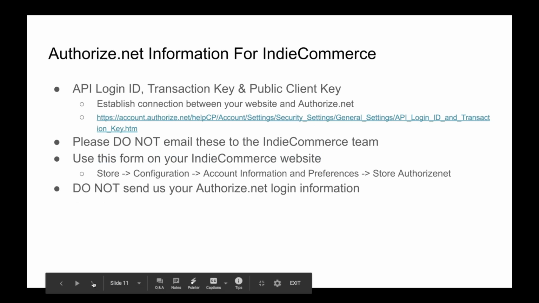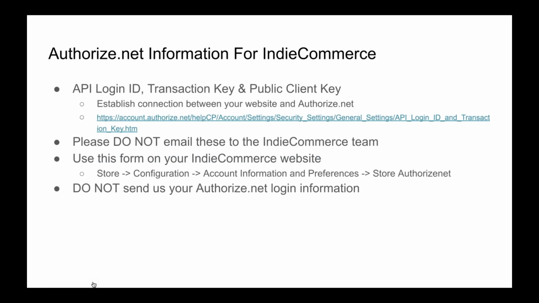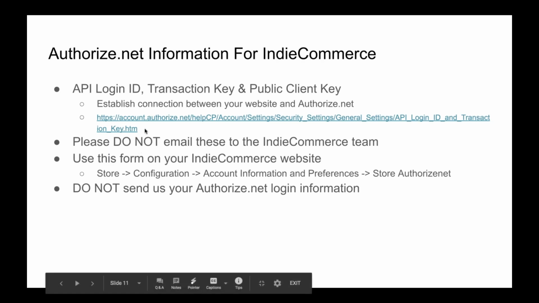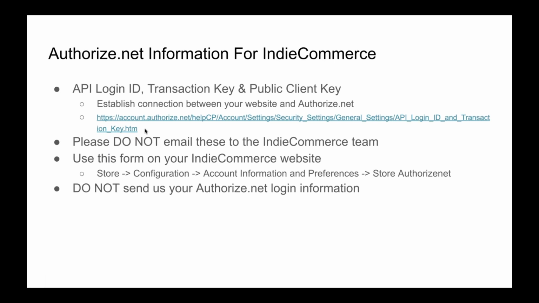Okay, so now your authorized.net account is all set up. What is the next step? You have to give us some information. So you have three pieces of information that we need. One is the API login ID, then the transaction key, and the public client key. And this link here is a document on authorized.net, which will walk you through the steps for creating your API login and transaction key. And the IndieCommerce help documents will give you instructions on creating the public client key.